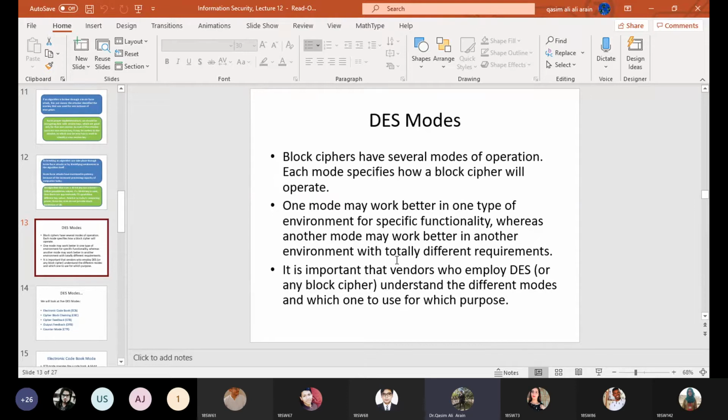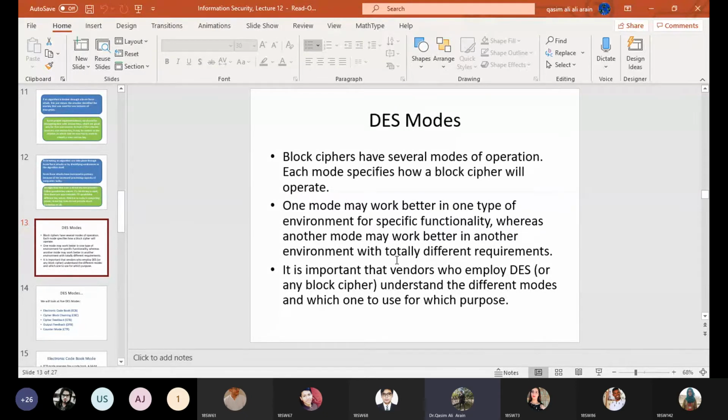I mean, this one was the symmetric algorithm. Symmetric के बाद ये block cipher है, ब्लॉकिंग के अंदर ये काम करता है। और तीसरी चीज आपके पास ये कि अब हम इसके डिफरेंट मोड्स पढ़ेंगे। I mean what are the different modes available for this particular Data Encryption Standard. So block ciphers have several modes of operation.